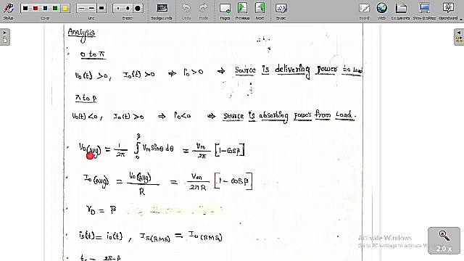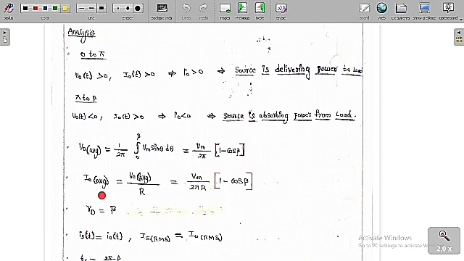The average value is equal to 1 by 2 pi integration from 0 to beta, because only from 0 to beta the voltage was non-zero. From beta to 2 pi it is equal to 0. That is the reason we take only from 0 to beta, Vm sin theta d theta. If you simplify this, we get Vm by 2 pi into 1 minus cos beta. So Vm by 2 pi into 1 minus cos beta is the average value of the output voltage.